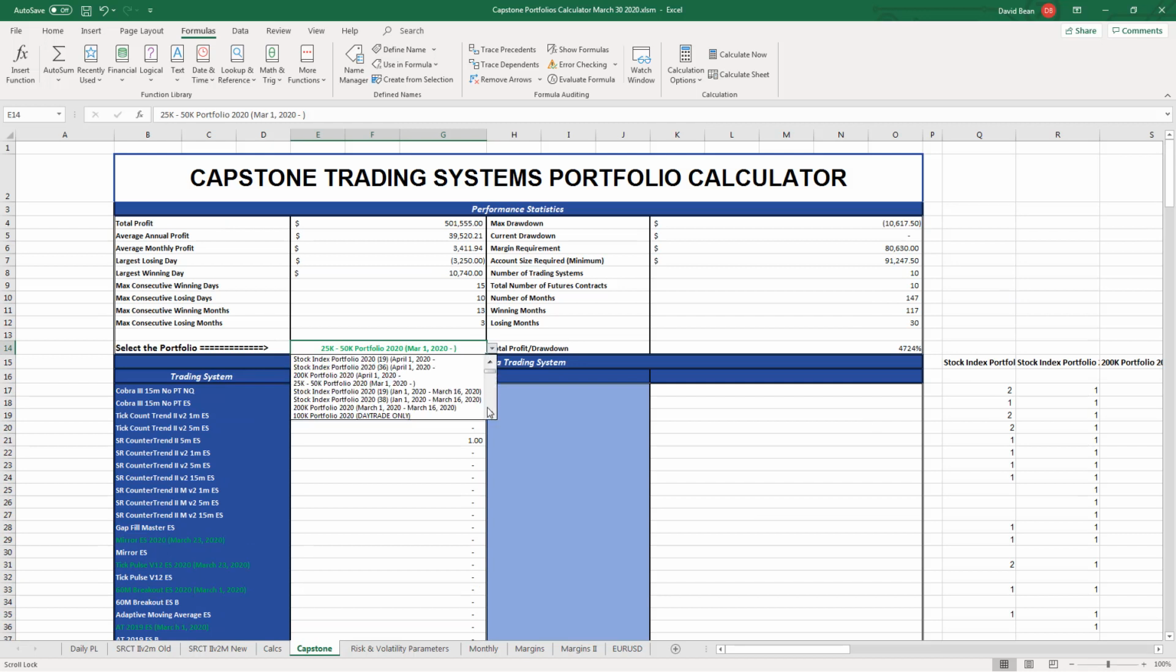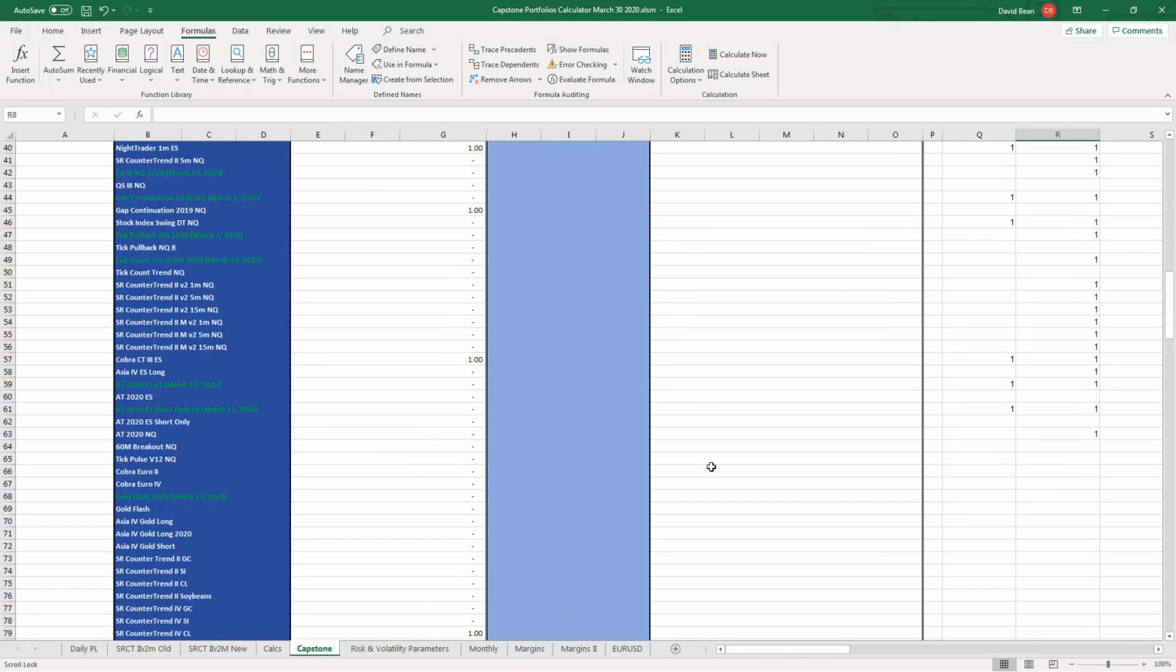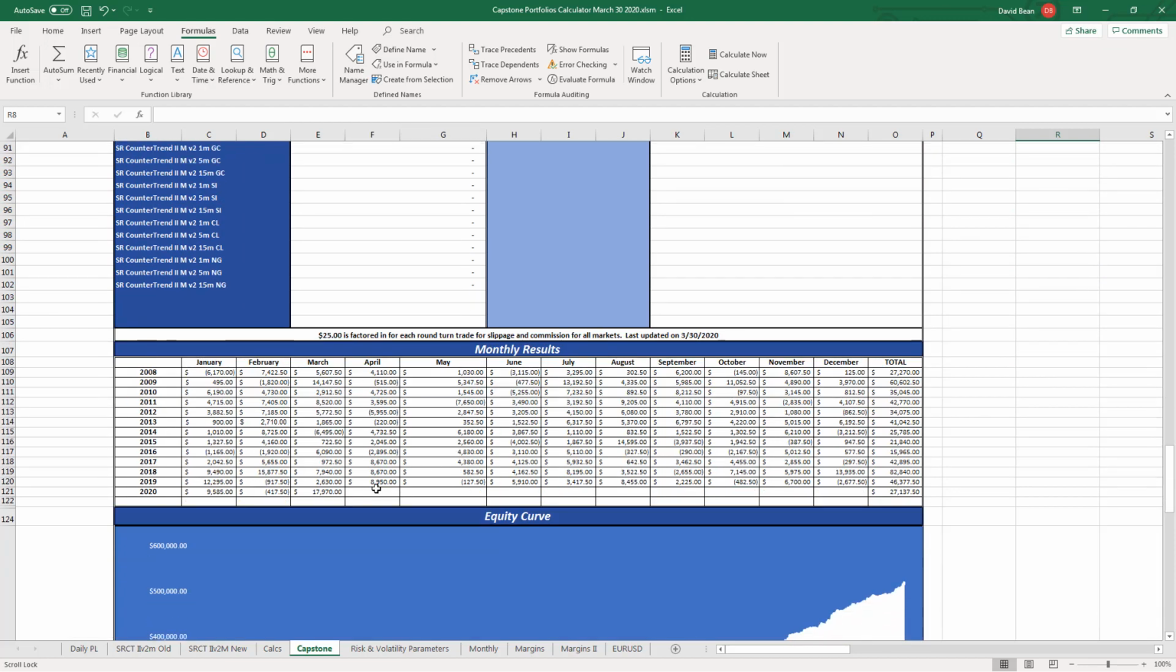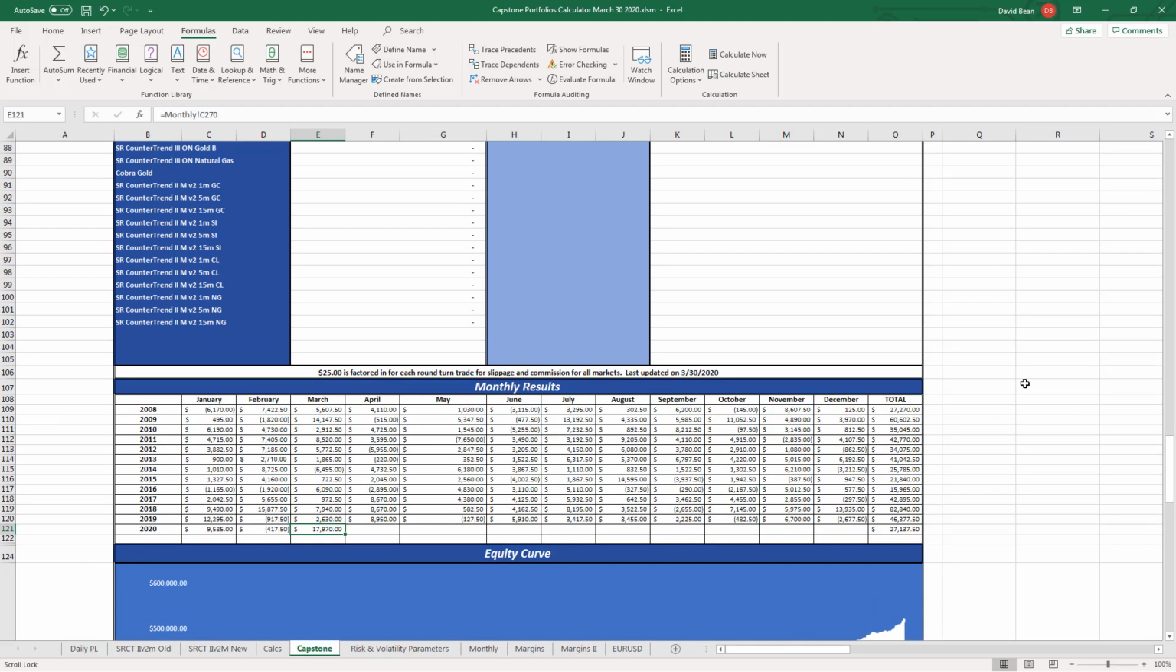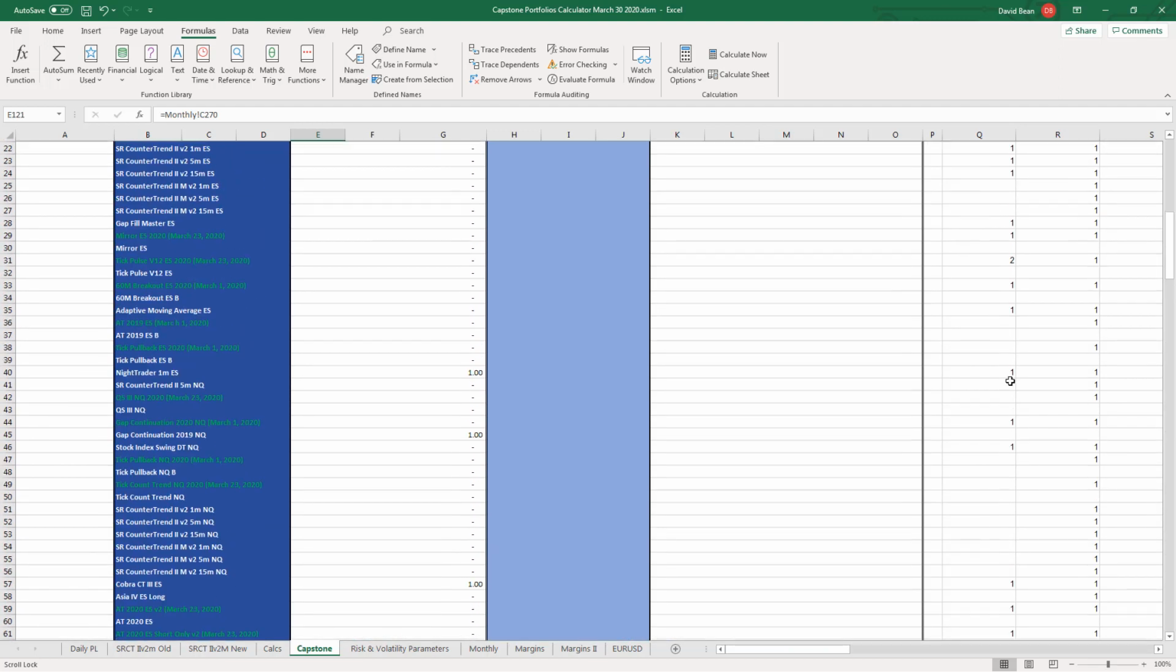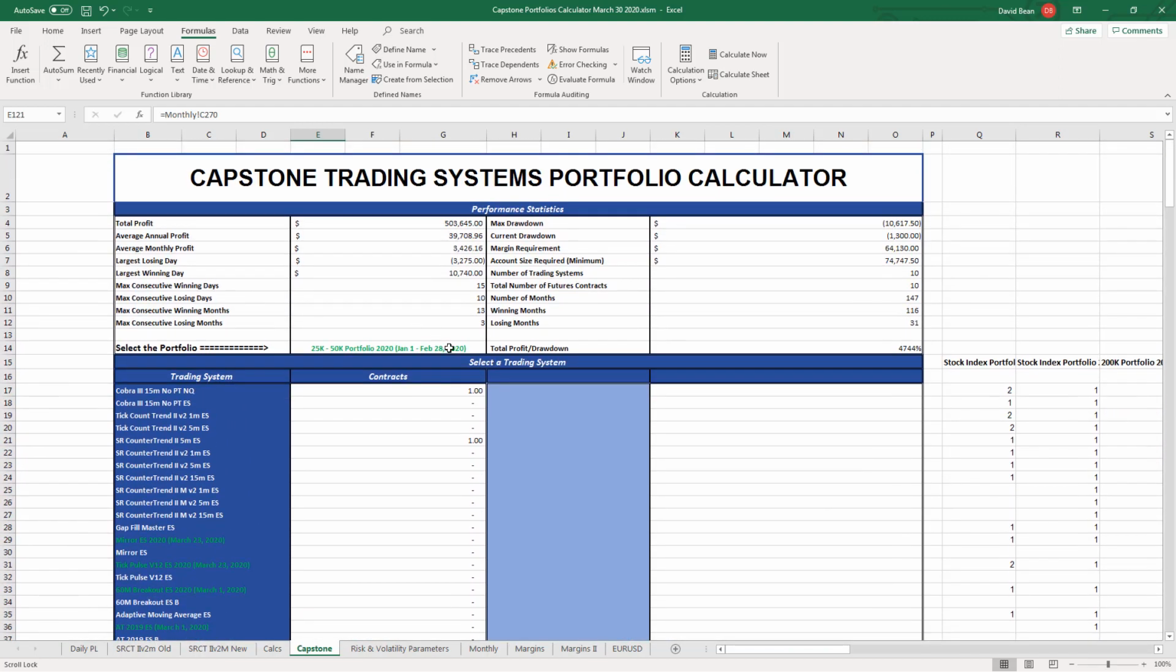Do I have the old version in here? Let's see, 25K portfolio. Yeah, I put it in here, January through February, and it still did well, even with the old version of gap continuation. 17,970, it actually did a little better in March, and the worst case drawdown did hold, and so it's a very stable portfolio. Let's go back to the latest.